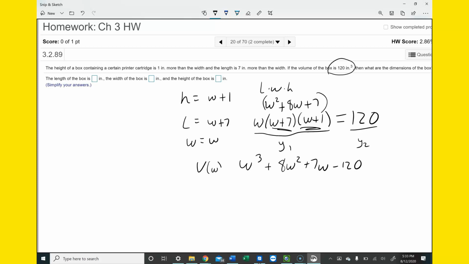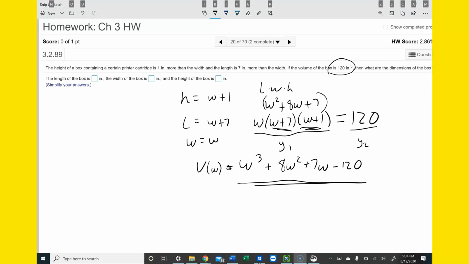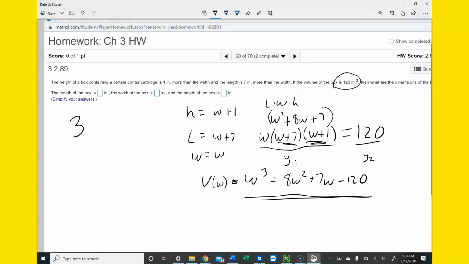So there's my volume function, volume as a function of the width. And what I could do is use my polynomial root finder. I could put this in the app. That might be the easiest, simplest way to do it. All right, when I put it in the app, it gave me 3 as one of the answers, and then it gave me negative 11 halves plus or minus 3.122i as the other answers.